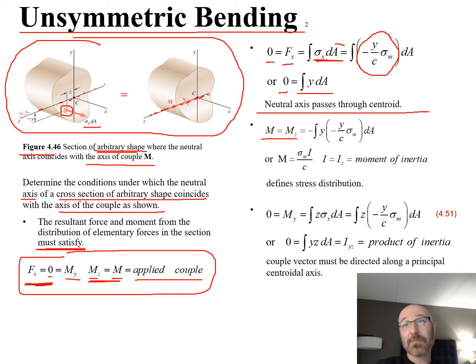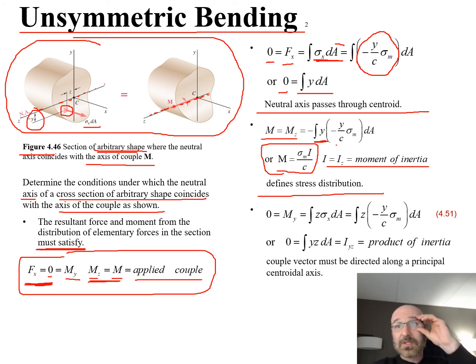So force times that perpendicular distance. There's our force from above up there. We can plug that in right there. Now we're multiplying it through by that distance y right there. Plug that in to get our moment right there. So we can then reduce this down and say that M is equal to sigma sub m I over c right there, where I is equal to I sub z, or our moment of inertia right there. So this defines our stress distribution.